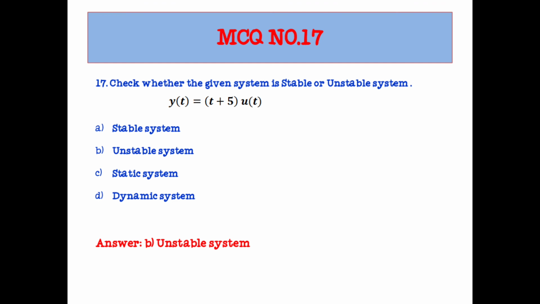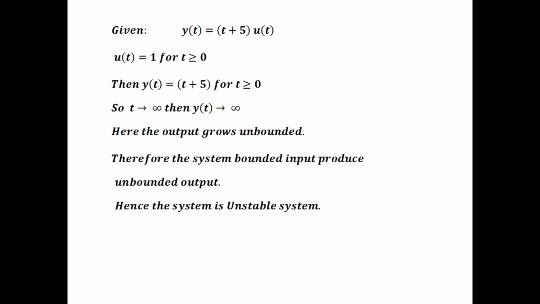Check whether the given system is stable or unstable. y of t is equal to t plus 5 u of t. It's an unstable system. Let us check how. y of t is equal to t plus 5 u of t. What about u of t? u of t is equal to 1.